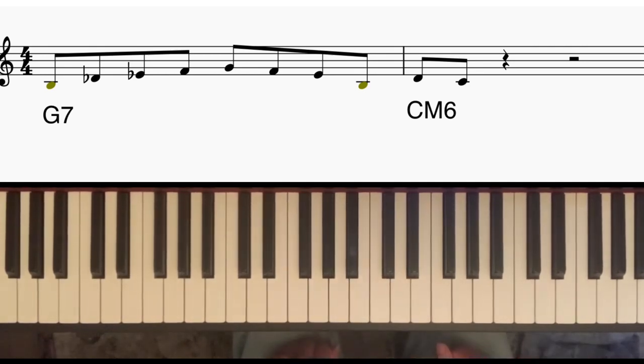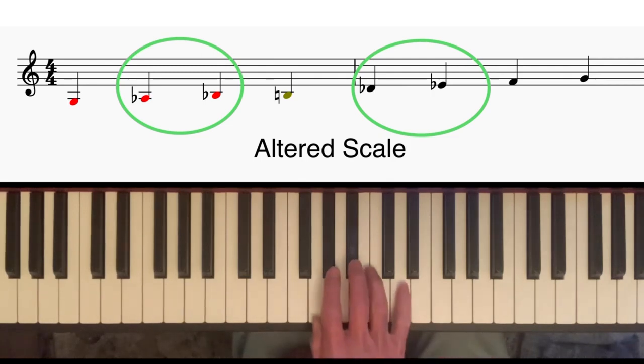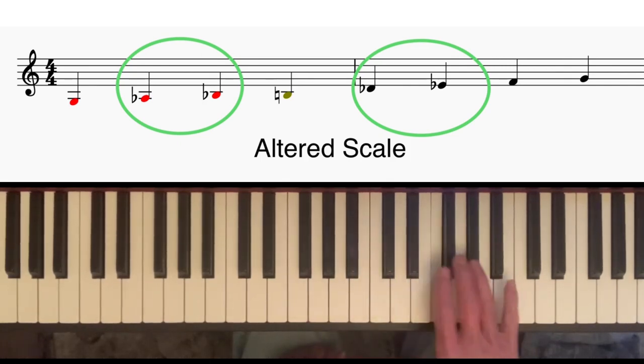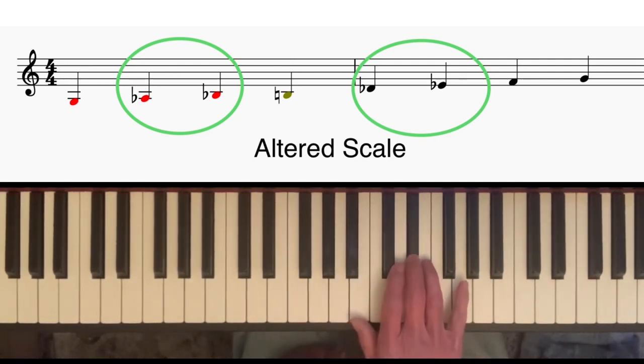Okay, so the third scale that I'm talking about today is called the altered scale. Now, an altered scale contains all the altered notes of a dominant 7th chord. We start the altered scale on G, goes like this. It's got all four of the altered notes in it.